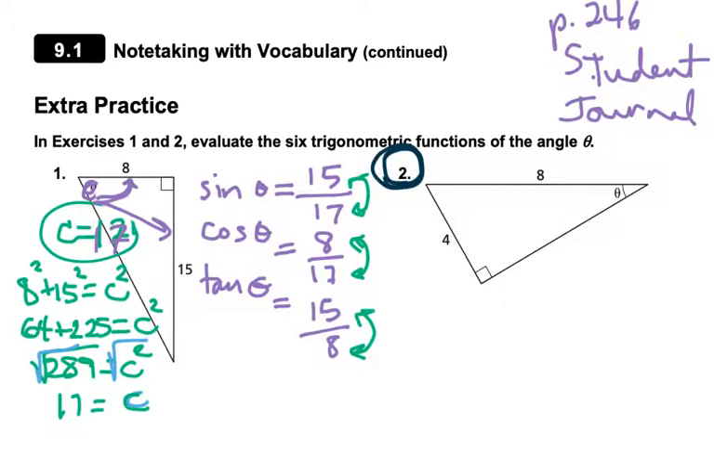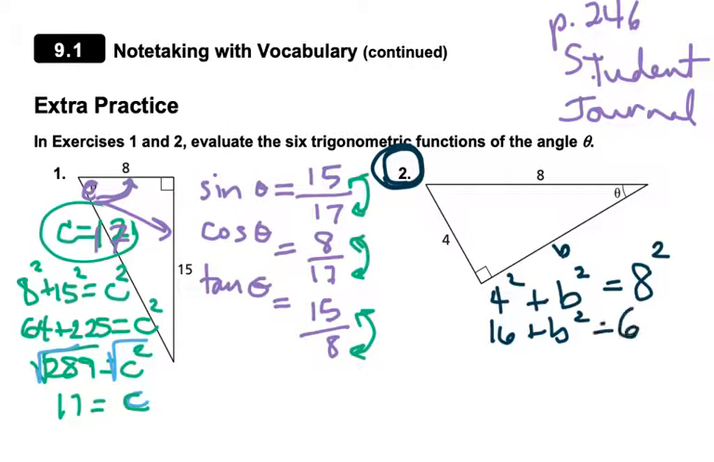So we're on number 2. You'll notice again it's a right triangle, but now we have the hypotenuse and not one of the legs. So here's what we need to solve for. I'll call it b. It'll be 4 squared plus b squared equals 8 squared. 16 plus b squared equals 64. I'm going to take away 16 from both sides, and I believe I get 48.